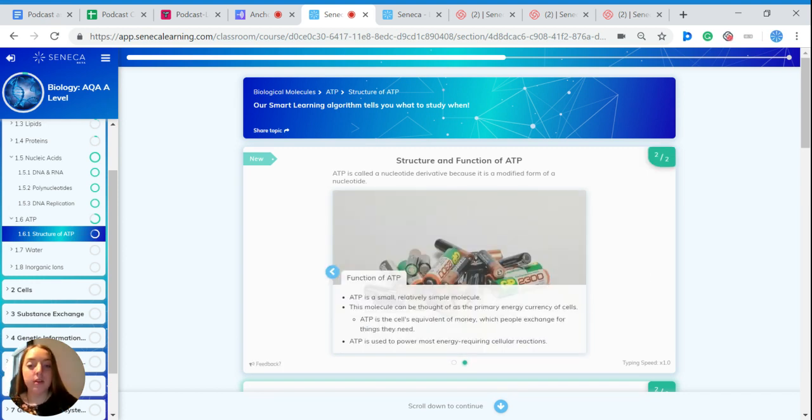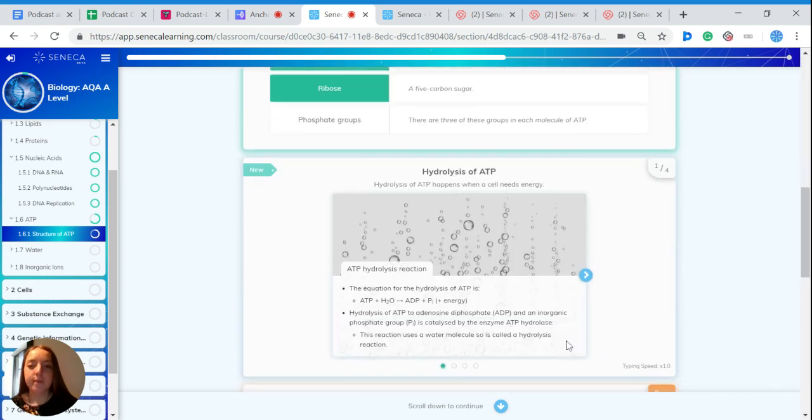ATP is small and it's relatively simple, but it runs everything in our bodies, in our lives. We need it for everything, even though it's small and simple. This molecule can be thought of as the primary energy currency of cells. It's the cell's equivalent of money, which people exchange for things they need. ATP is used to power most energy requiring cellular reactions.